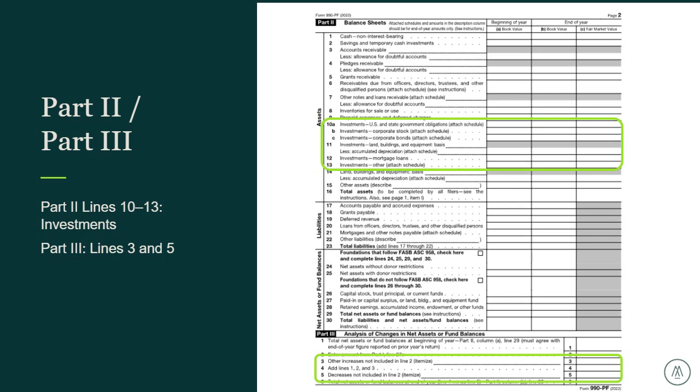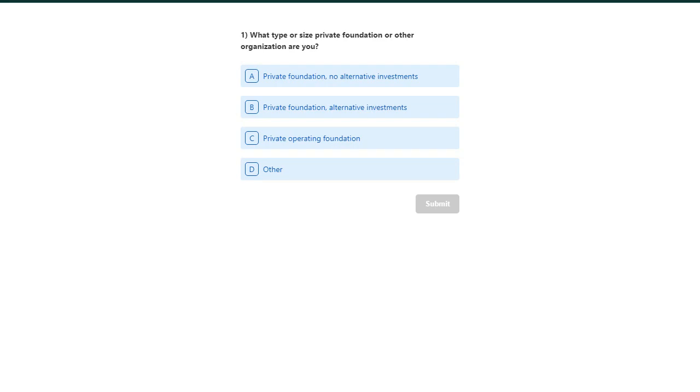Part 3 is usually seen if the organization has, for example, accrual basis accounting and their book values are based on fair market value. So you might see unrealized gains and losses on the other increases or decreases, or any sort of book to tax adjustment. With that, we are off to our first polling question.